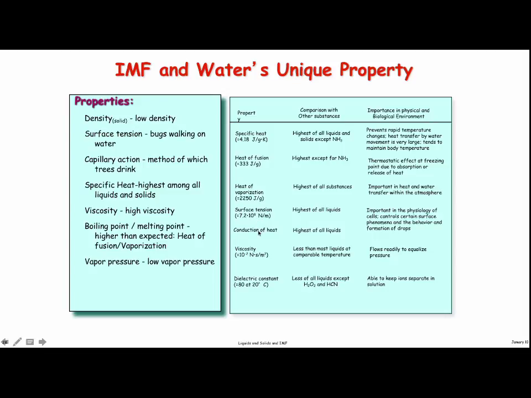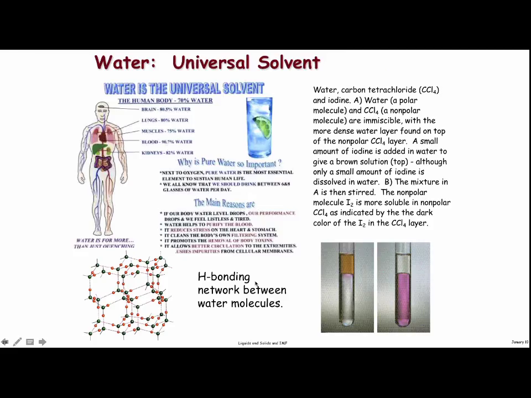Surface tension is pretty high. It's a great conductor of heat. Viscosity is less than most liquids, but still pretty high. And dielectric, which is how well it conducts electricity. So water is also a universal solvent, and the reason why it's a universal solvent is because it can dissolve both ionic substances and covalent substances, and it dissolves covalent substances because the covalent substances that it tends to dissolve are polar.